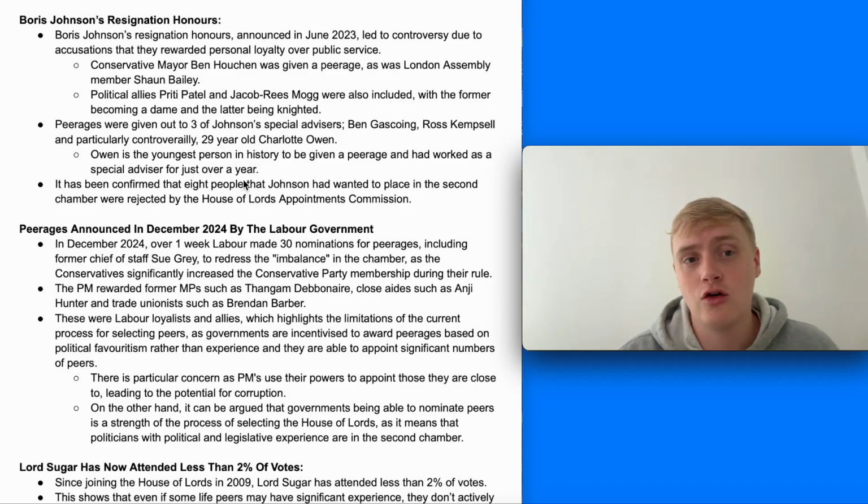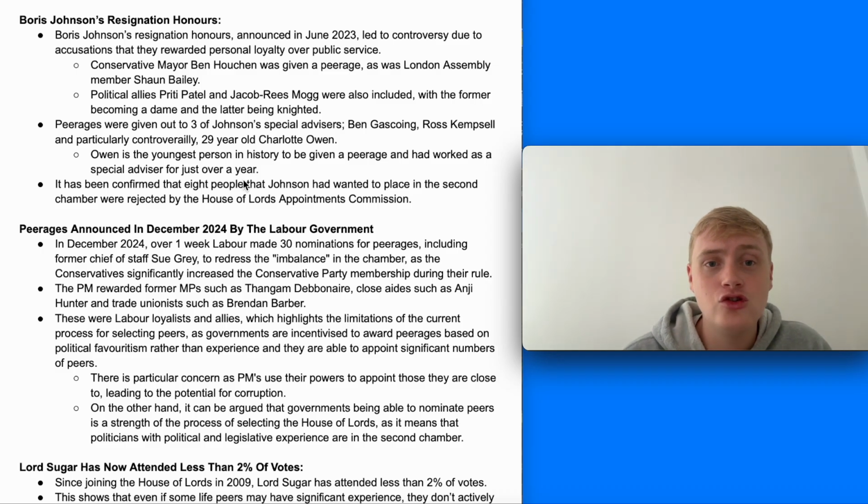In particular, controversial was Charlotte Owen, who was appointed despite just being born in 2019 and having worked as a special advisor for just one year. And it's confirmed that eight people Johnson wanted to place in the second chamber were rejected by the House of Lords Appointments Commission as well.